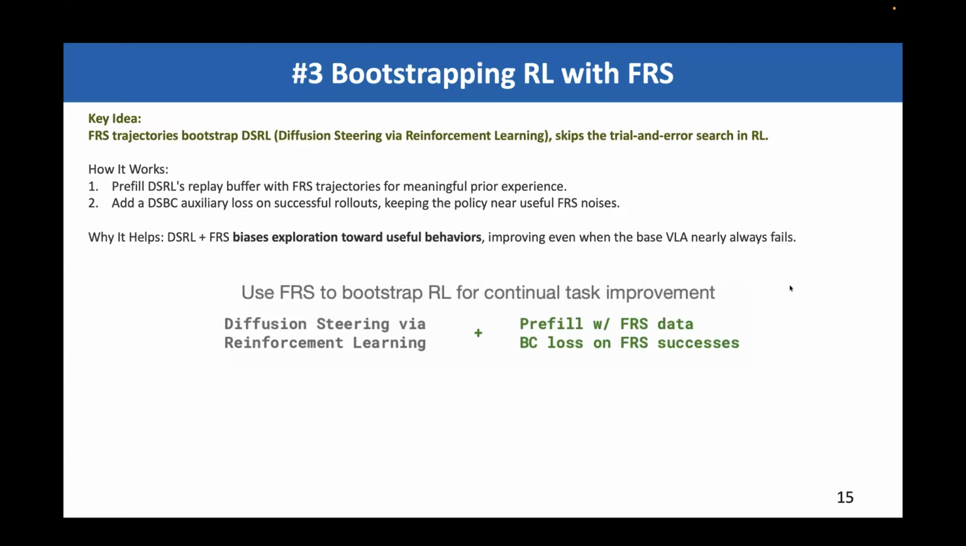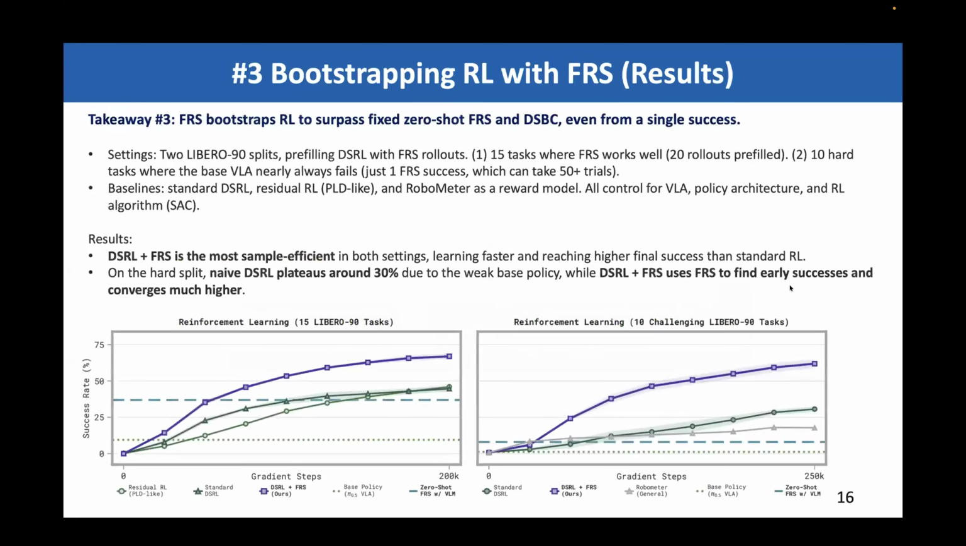Yeah, and why this helps is, as mentioned, this biases the exploration towards more useful behaviors. And I think the key takeaway here, and I will skip some of the very small details, is that by combining this RL with this flow reversal steering, this is the most sample efficient method compared to maybe standard RL or maybe some residual RL or some other methods using reward models.